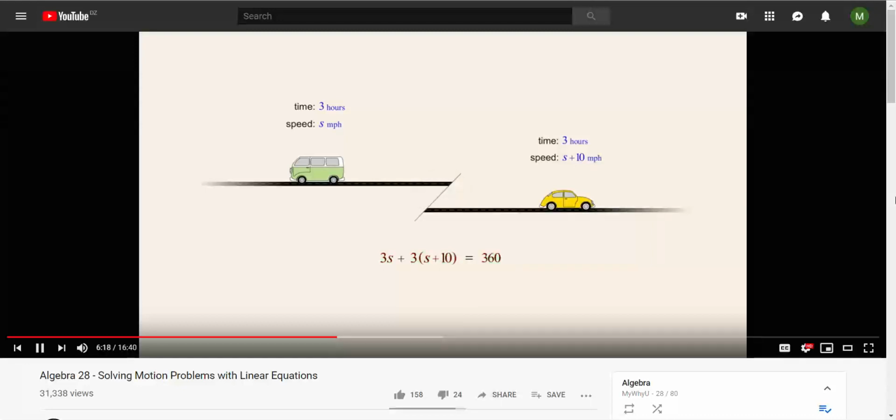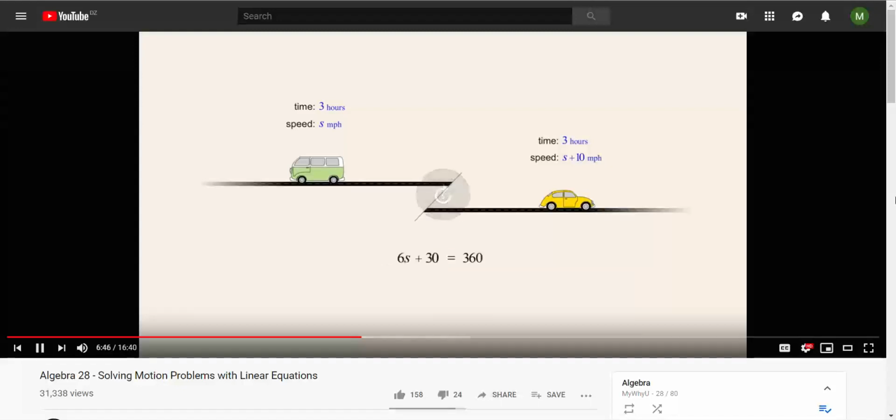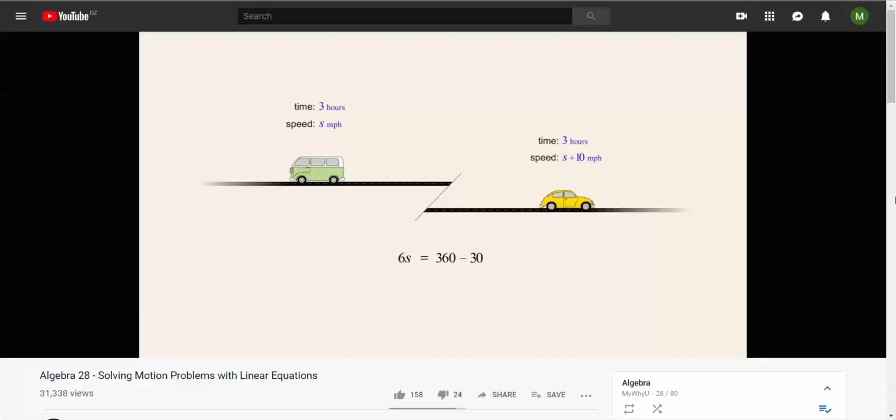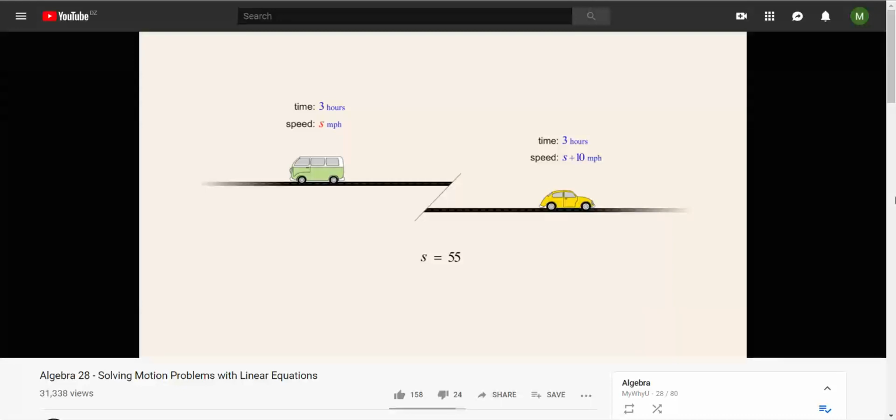We now have an equation which can be solved for the unknown variable s. We start by using the distributive property to distribute the 3 to the two terms inside the parentheses. 3 times 10 is 30. Completing the arithmetic on the right, we subtract 30 from 360 and divide both sides by 6, so s equals 55. Since s represents the speed of the bus, the bus's speed is 55 miles per hour. And the speed of the car is 55 plus 10, or 65 miles per hour.